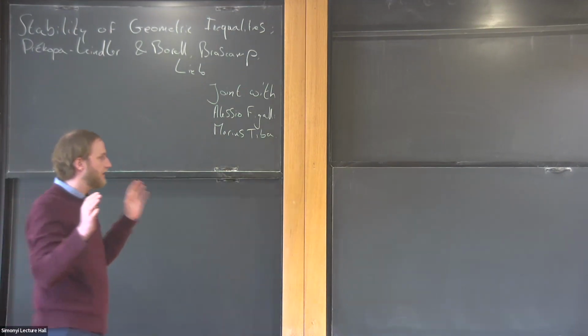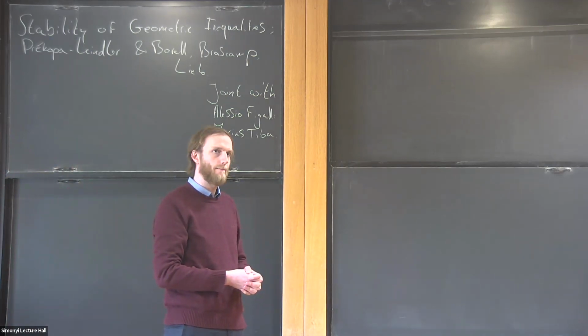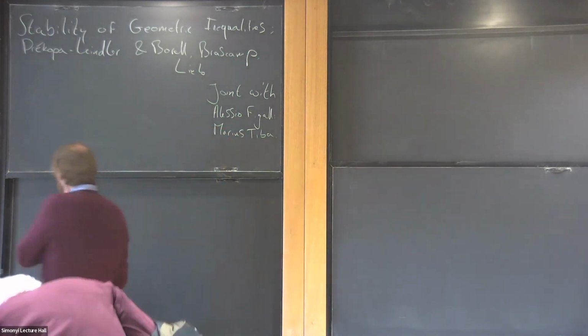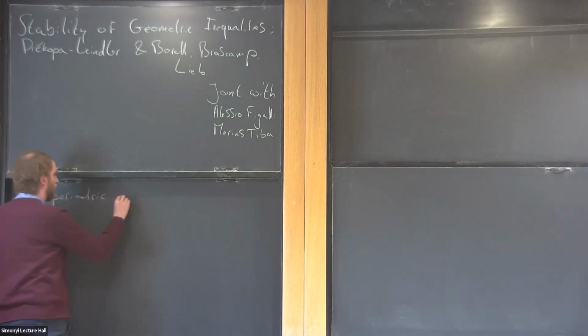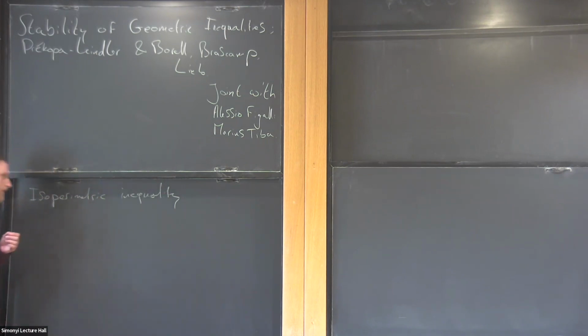I want to talk about a collection of geometric inequalities and their stability. And let's start with maybe the most famous one, which is the isoperimetric inequality. It goes back to ancient times. What does it say? It tells you something about the relationship between the surface area and the volume of a set.